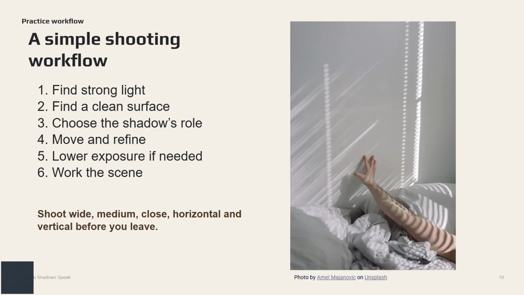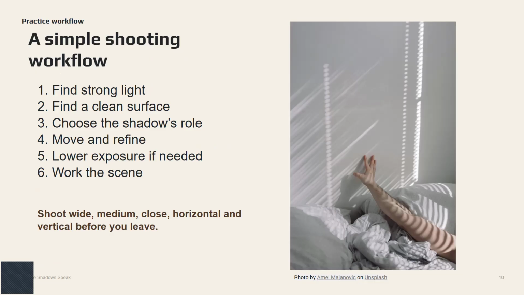Now we're going to put everything together into a simple routine. You can use this wherever you find an interesting shadow. First, find strong light. Look for direct sunlight, window light, or another light source that creates a clear difference between light and dark. Next, find a clean surface.